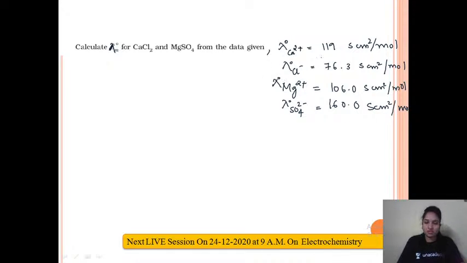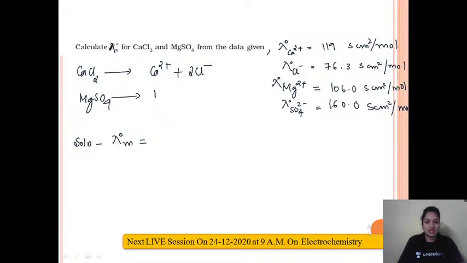So these are the given values. These values will be given in the question. What they are asking us to calculate is limiting molar conductivities of calcium chloride and magnesium sulfate. So limiting molar conductivity of calcium chloride. How does calcium chloride dissociate? It dissociates as calcium 2 plus and 2 moles of Cl minus. So here the stoichiometric coefficients are also very important. Likewise, magnesium sulfate will dissociate as Mg2 plus and SO4 2 minus.